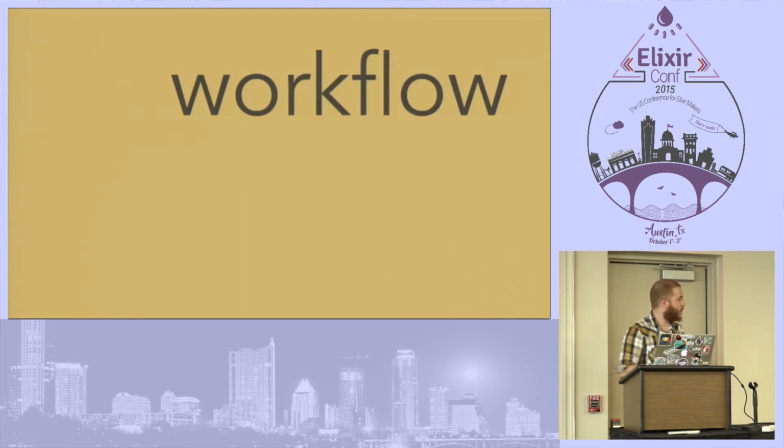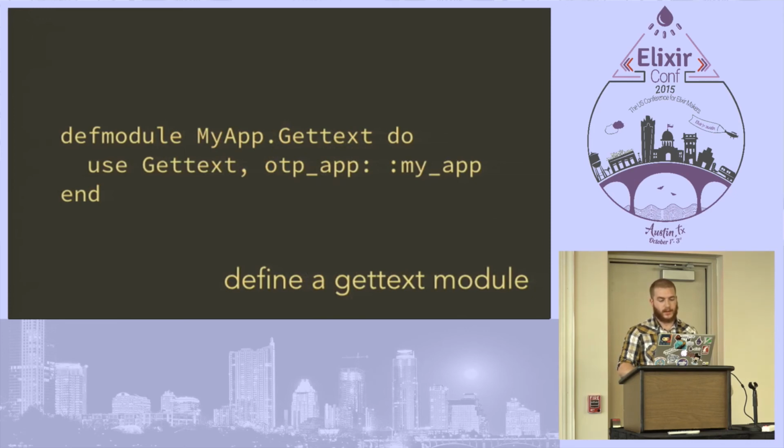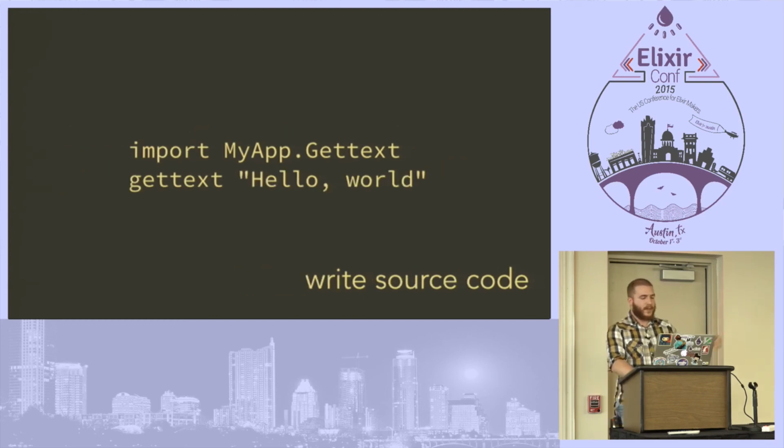So let's talk about the workflow of Gettext. How do you actually, from start to end, use Gettext in an application? The first thing you do is define a Gettext module. We need to do that because we need to generate all those dynamic function clauses I talked about earlier. When the module gets compiled, we read the PO files and compile them to function clauses.